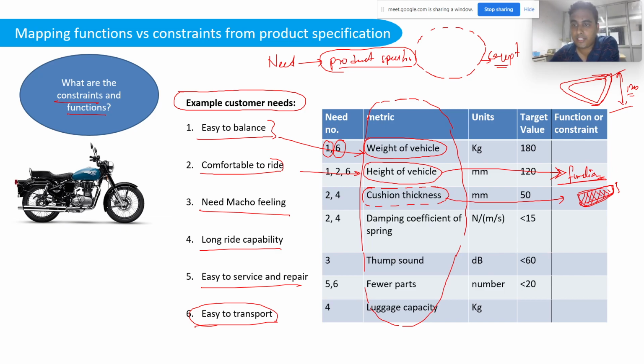Function also means something that is performing a certain activity, a certain required task. That's why we are considering these as functions, because we are able to perform the change by changing certain parameters. Similarly, damping coefficient of spring, we can consider the material as well as the particular design of the spring to arrive at this particular coefficient level. So this is again a function.